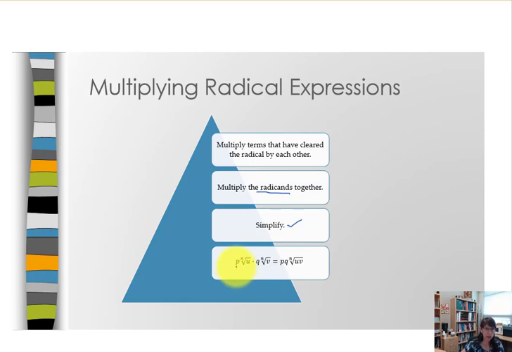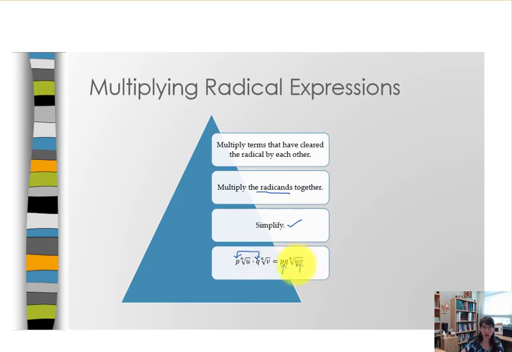You can see that if p is multiplied by some root of u, which is multiplied by q times some root of v, the terms that are outside of the radical will be multiplied by each other. So p times q will be multiplied. And since the radicands have the same index or root, those radicands can be multiplied together and put under one radical sign. So this is pretty much the reverse of what we talked about for the product rule.